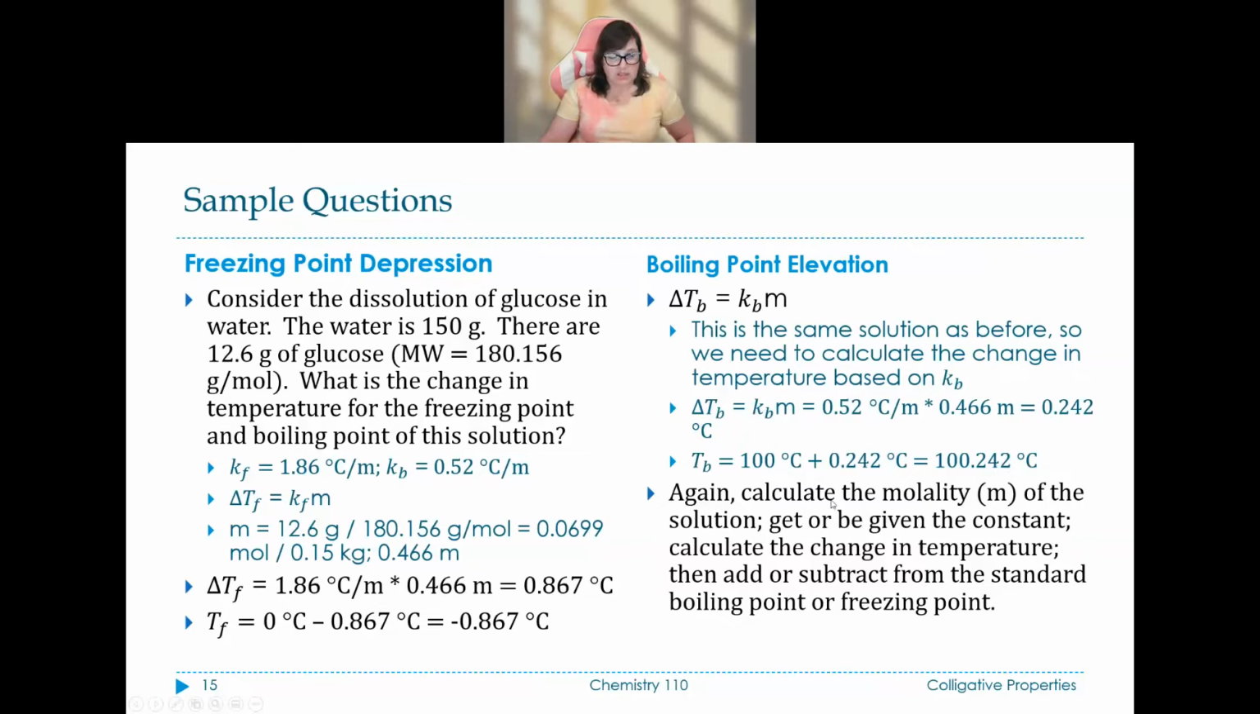So again, the process here: calculate the molality, get or be given that constant, Kb or Kf, calculate the change in the temperature, then add or subtract that from the standard boiling point or freezing point. And it's add if it's boiling point, subtract if it's freezing point. Okay, so that's the process that we're looking at there.